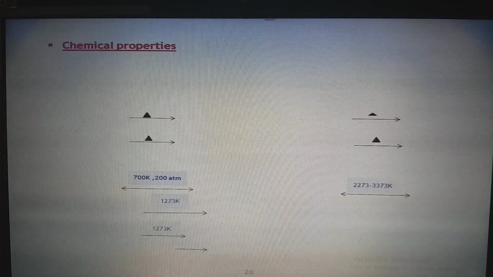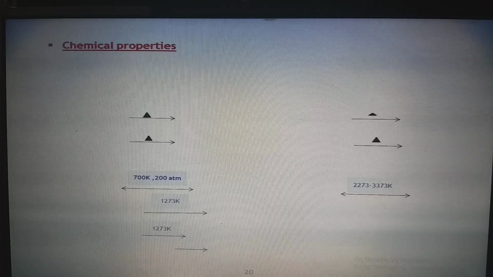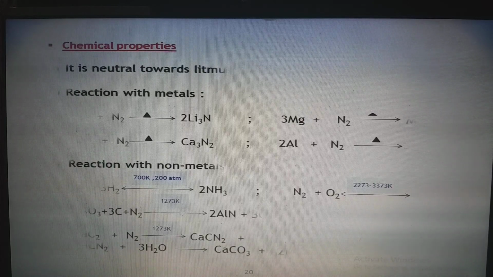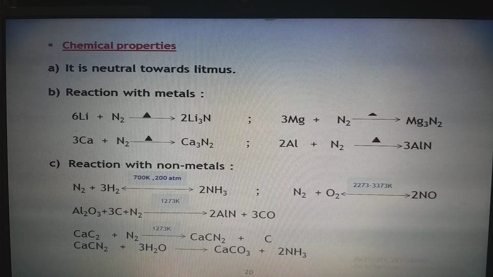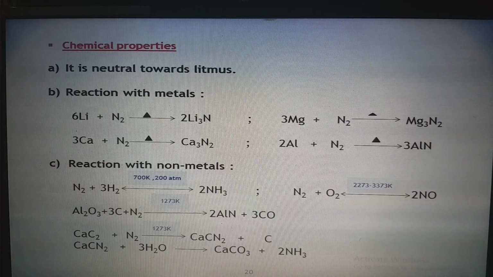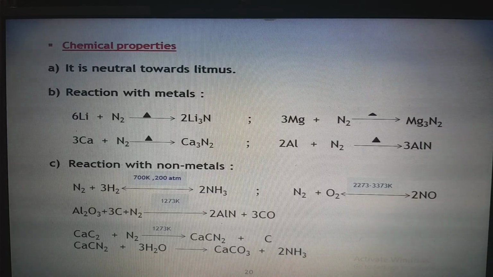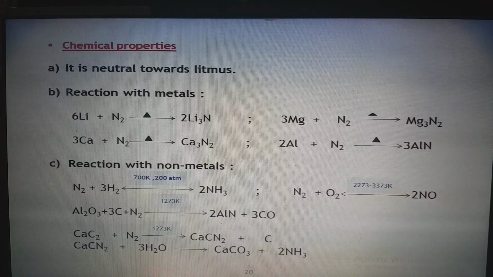And now let us study the chemical properties of nitrogen. It is neutral towards litmus. Reaction with metals. It reacts with metals on heating to form the corresponding nitride. For example, with lithium it forms lithium nitride, with calcium it forms calcium nitride, magnesium nitride, and with aluminium it forms aluminium nitride.